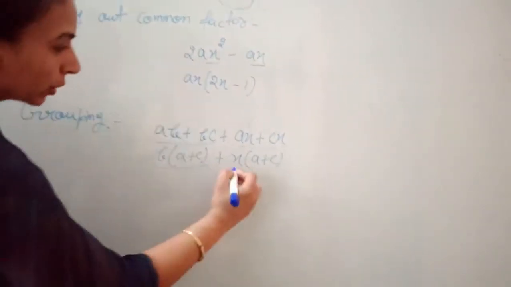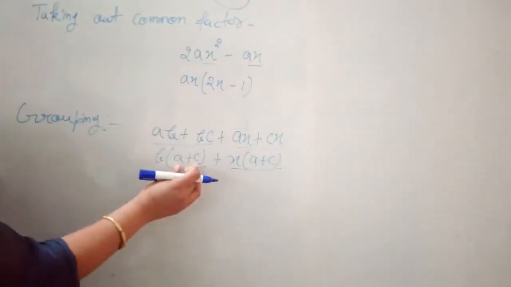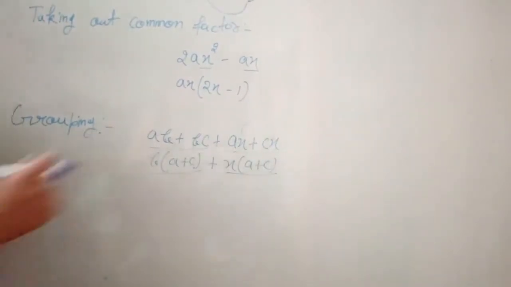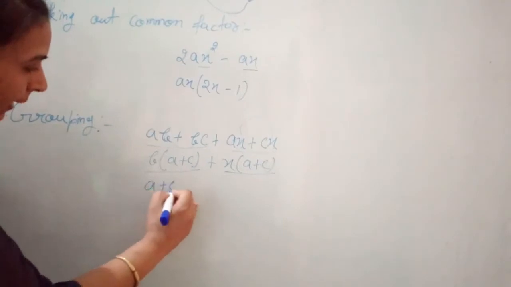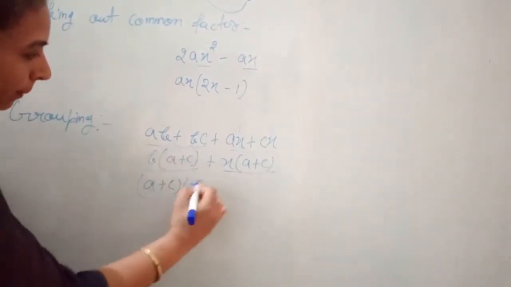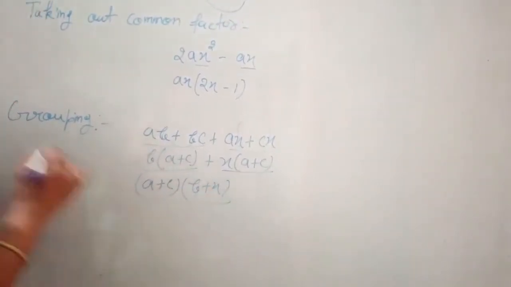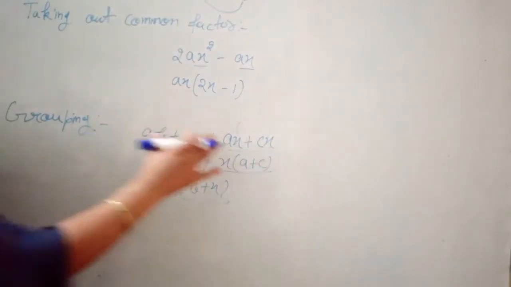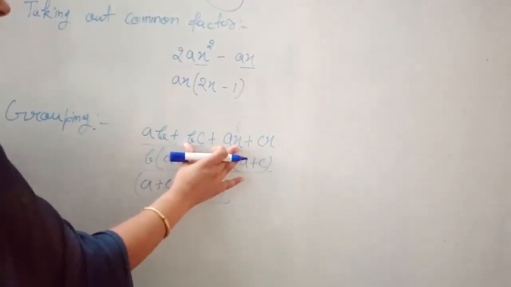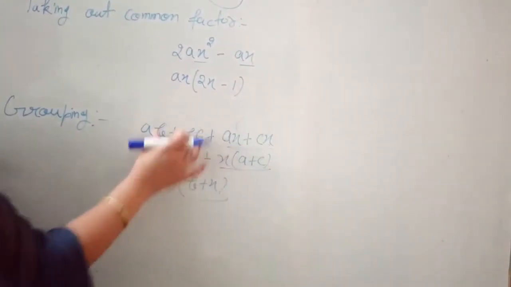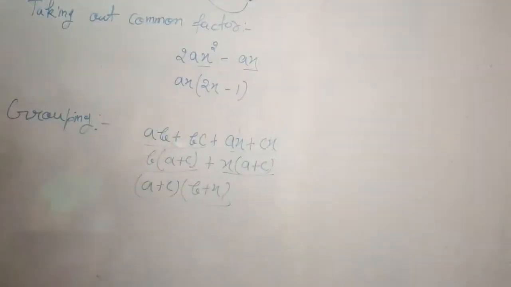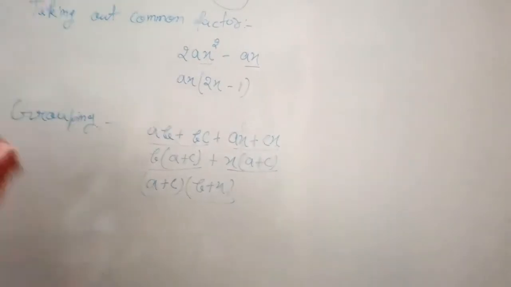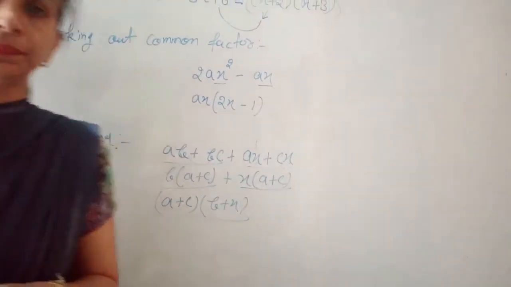Students, after first grouping, we then use a common factor. Now there are a total of two terms. The first term has a plus c, and the second term also contains a plus c, so we take a plus c common, and only b plus x remains. This is our grouping method. There are a total of four terms, an even number of terms, and we make two groups such that each group has a common factor. Clear students?